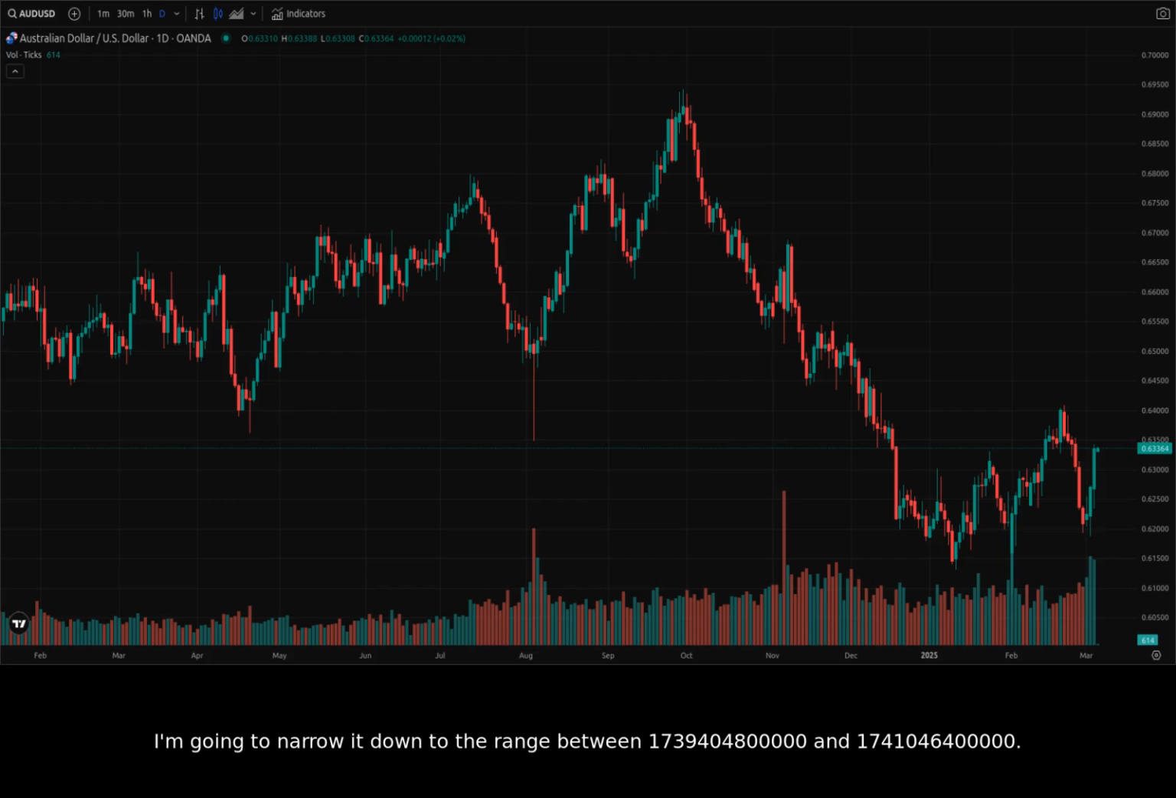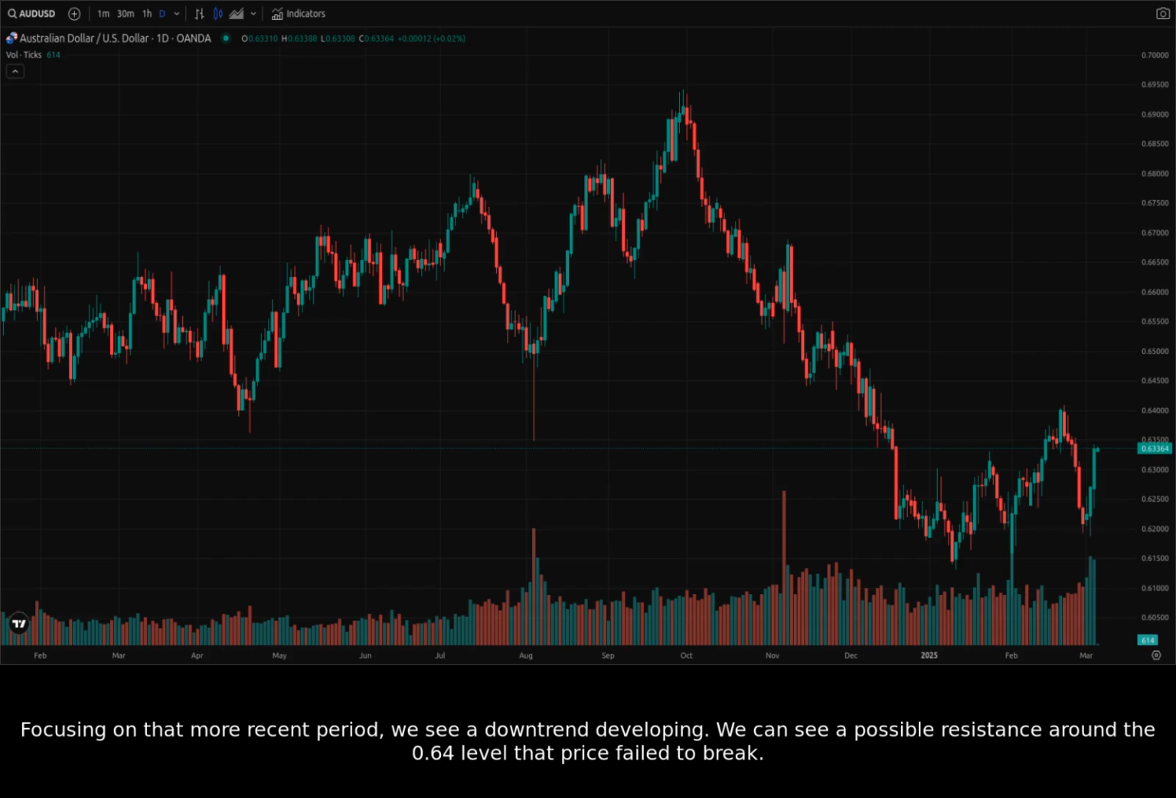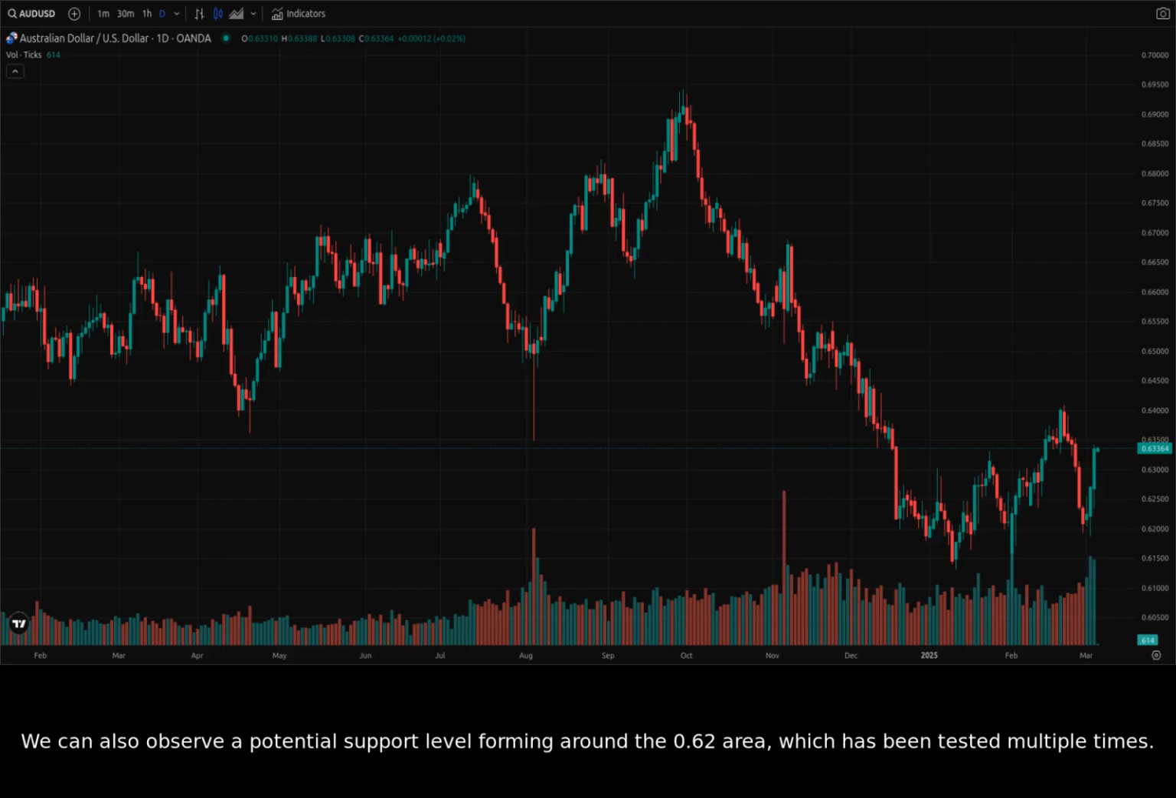Focusing on that more recent period, we see a downtrend developing. We can see a possible resistance around the 0.64 level that price failed to break. We can also observe a potential support level forming around the 0.62 area, which has been tested multiple times.